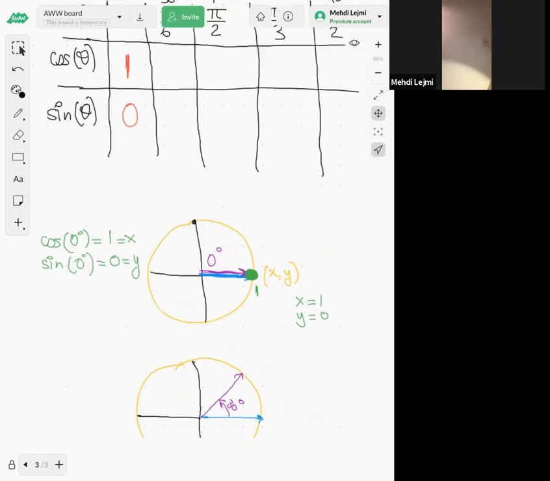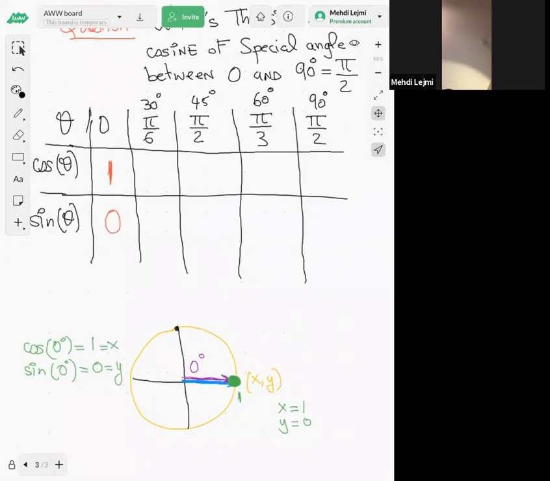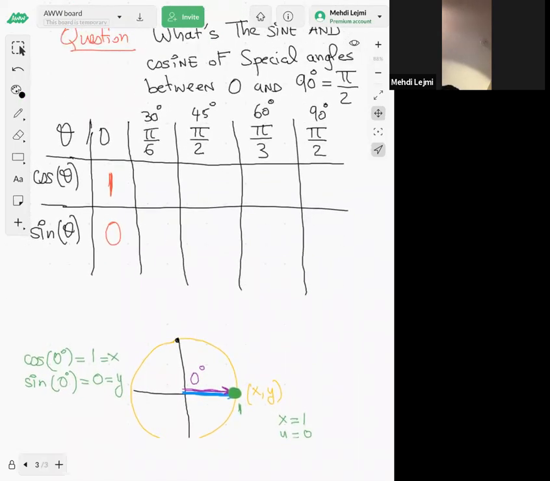So I'm going to stop here, guys, and I will continue with this table next time. I'm going to show you how to find the cosine and the sine of these special angles next time. And then, of course, I'm going to talk a little bit more about the cosine and sine functions. All right, let's stop here. I'm sorry.